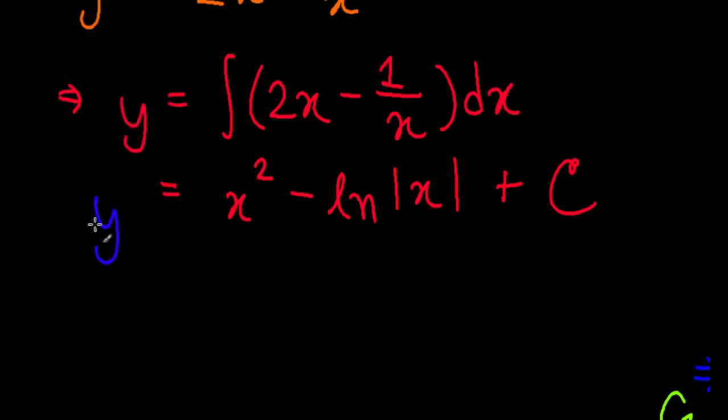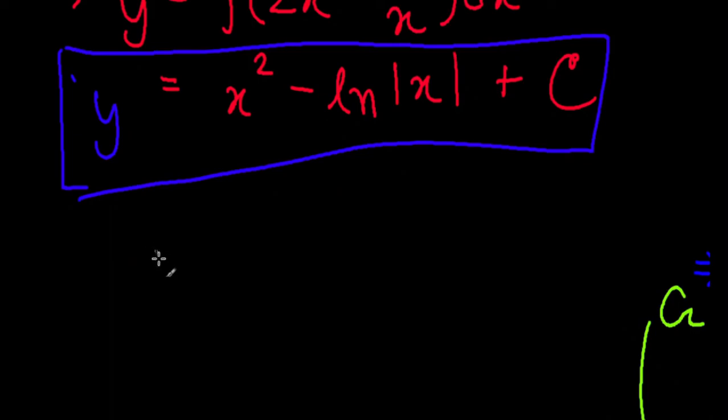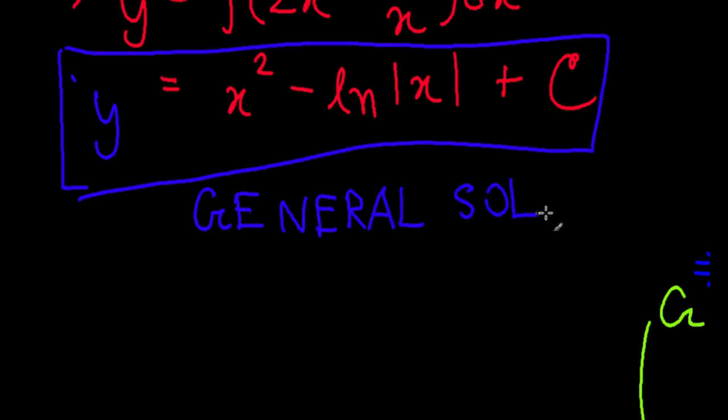Now this is your solution. This is actually the general solution. This encompasses any possible solution to the equation. We didn't use any initial conditions. So this is your general solution. That's all fine and good.